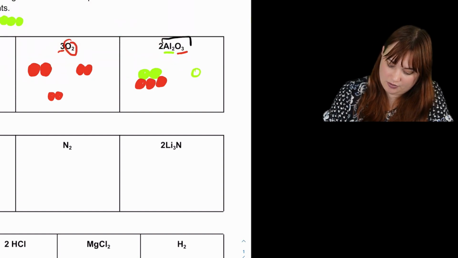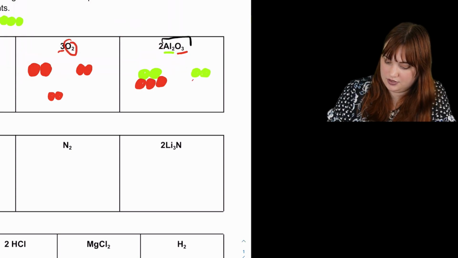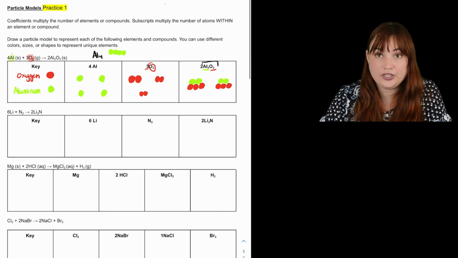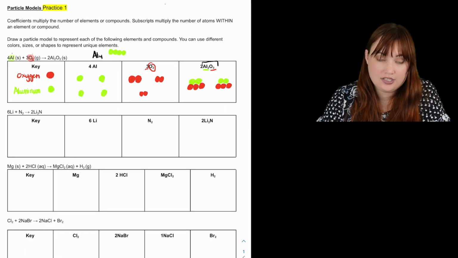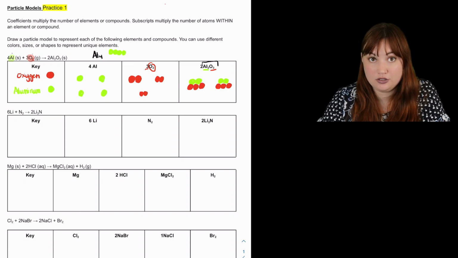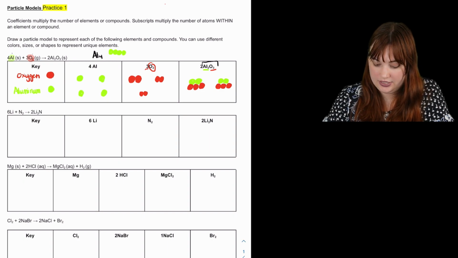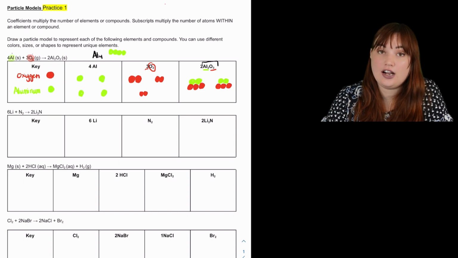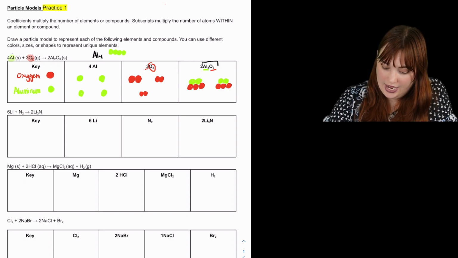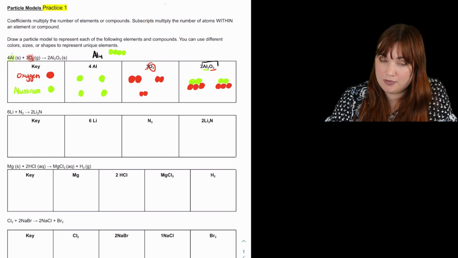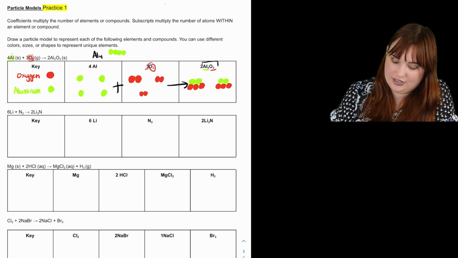So I'm not worried about this being the correct shape. But I need 2 of these, so I'm going to draw another one. 2 green circles to represent the aluminums, and 3 red circles to represent the oxygens. And somehow these are all chemically bonded with each other. So here's the full reaction. I have the key showing that red means oxygen, green means aluminum. The first reactant is 4 aluminum atoms. The second reactant is 3 oxygen molecules, and that creates 2 aluminum oxide molecules or compounds. So it would look like this.